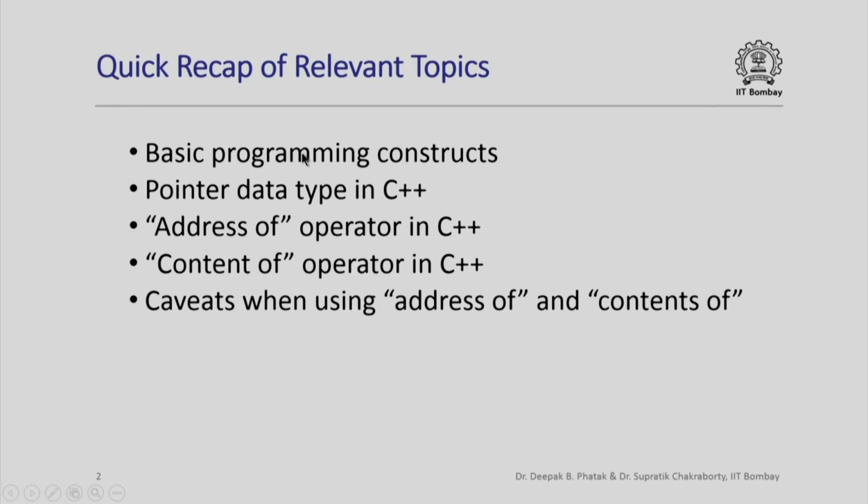Here is a quick recap of some of the relevant topics that we've already studied. We have looked at basic programming constructs in C++. We have looked at the pointer data type in C++, and we've also looked at the address of operator, which is the unary ampersand operator, and the content of operator, which is the unary star operator. And we have also seen some of the things that we need to be careful about when using these operators.